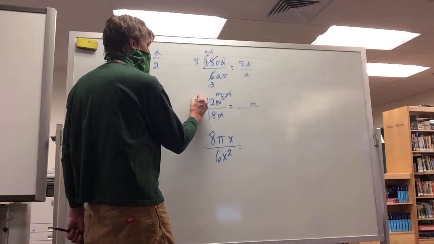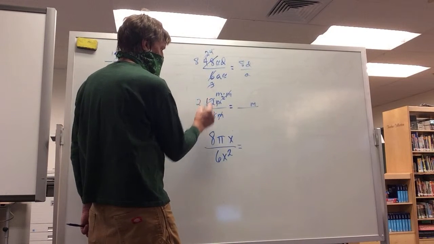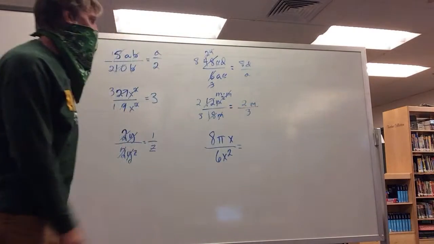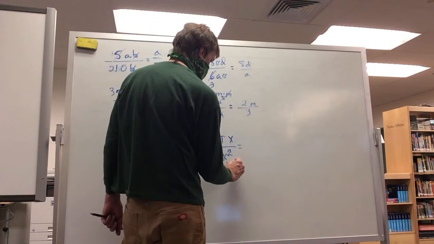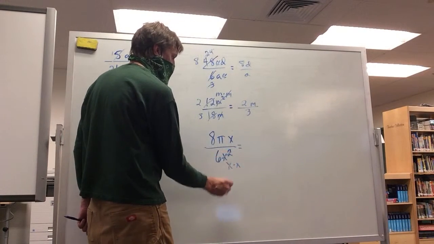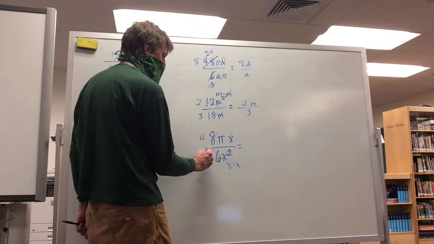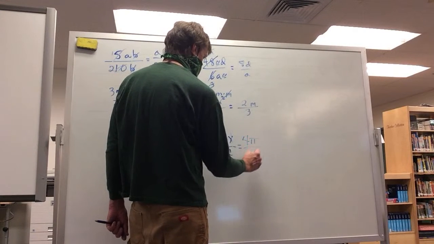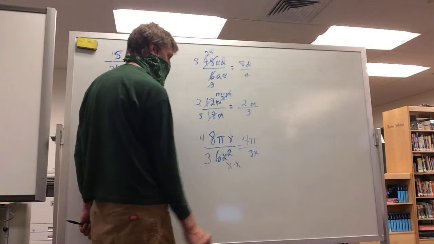12 over 18 is going to be what? 6 over 9. Yeah, I was thinking 2 over 3. Here, if you call that x multiplied by x, then one of those goes. 8 over 6 is going to be 4 over 3. So it's 4 pi over 3x, because one of these is left over yet.